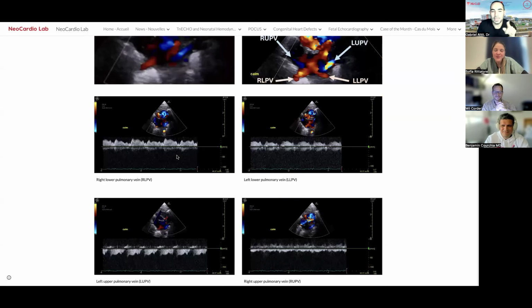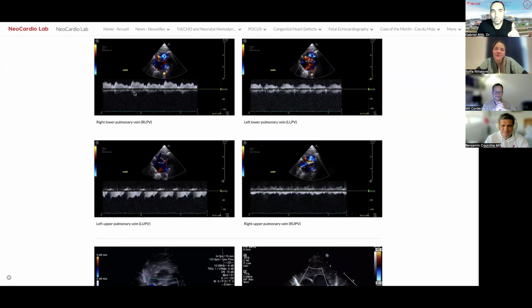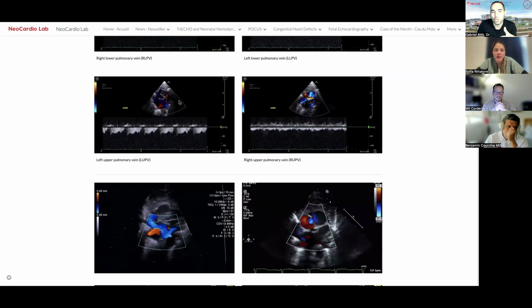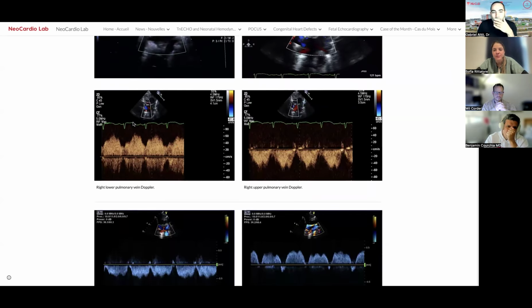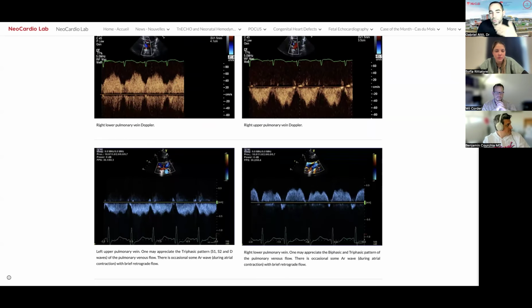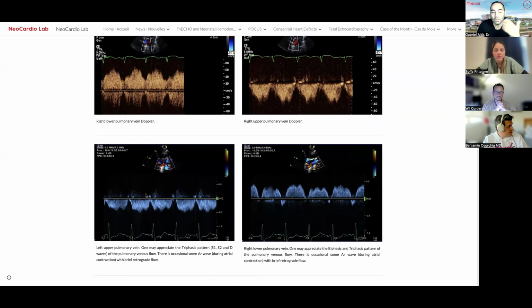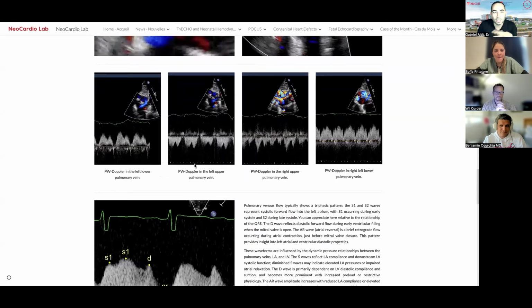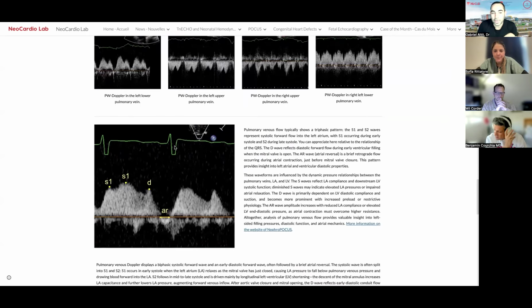So I just want to finish because we were going through these pulmonary venous Dopplers. Pulmonary venous Dopplers are typically low velocity, triphasic, biphasic. They correspond to the systolic, diastolic flow of the cardiac cycle. So you'll see different Dopplers depending on whether it's the right upper, the left upper, the right lower, or the left lower pulmonary veins. And you have beautiful examples here that show how these Dopplers would look.